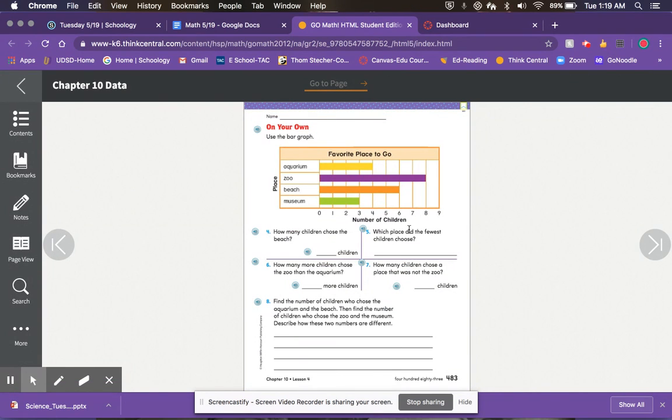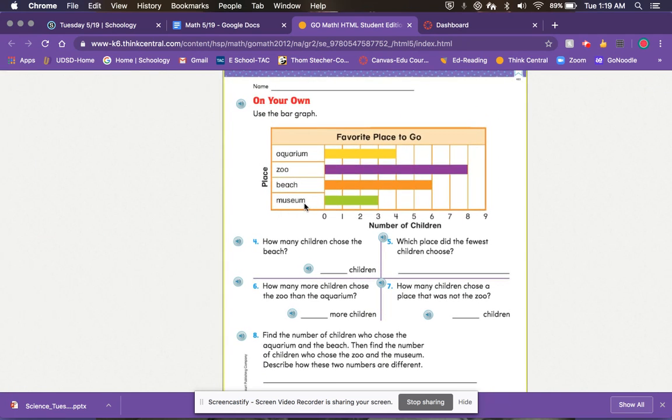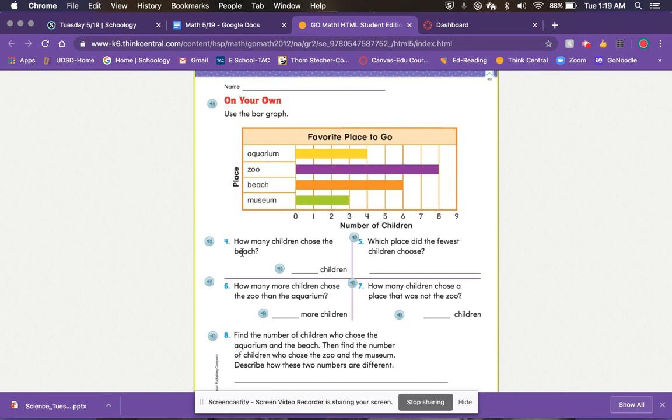Favorite place to go? All right, we have aquarium, zoo, beach, and museum. If only we could go to all those places right now. How many children chose the beach? Use your graph. Which place did the fewest children choose? You remember what fewest means, okay? How many more children chose the zoo than the aquarium? When you hear how many more than, think. We've done these words. How many more than means there is one that's more. How many more? Count up or subtract. Either way, you can solve that.